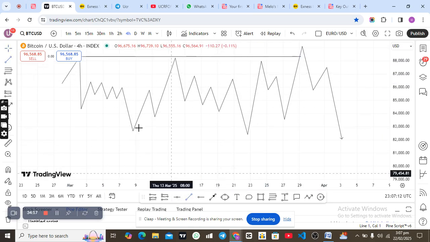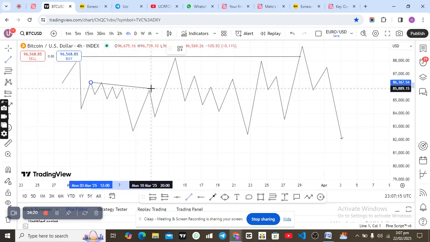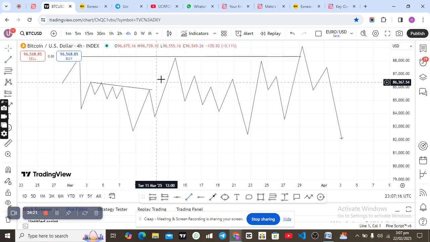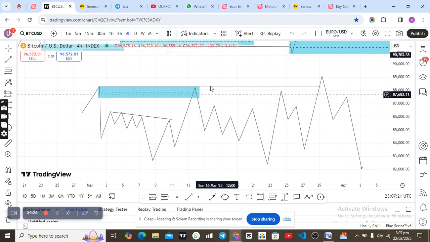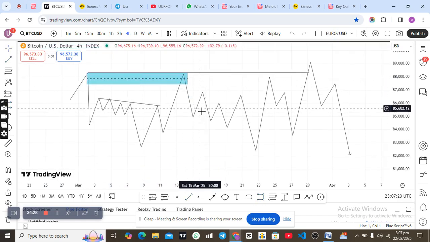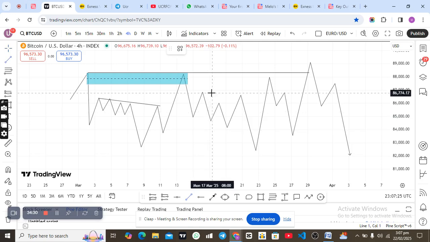But for now, this is what we mean by inducement. And here is your higher time frame point of interest, which you may have refined. You enter from here, you target to the downside. These are our new inducements as well.